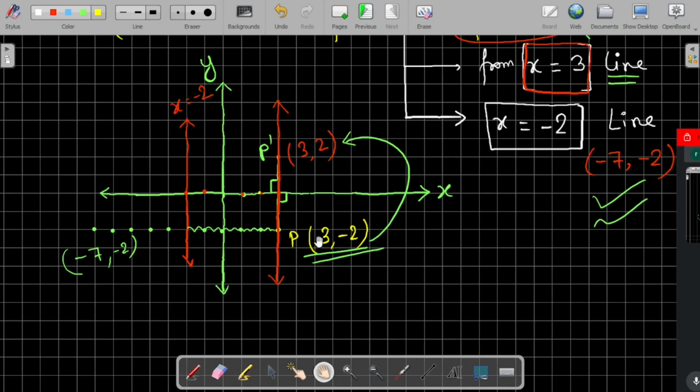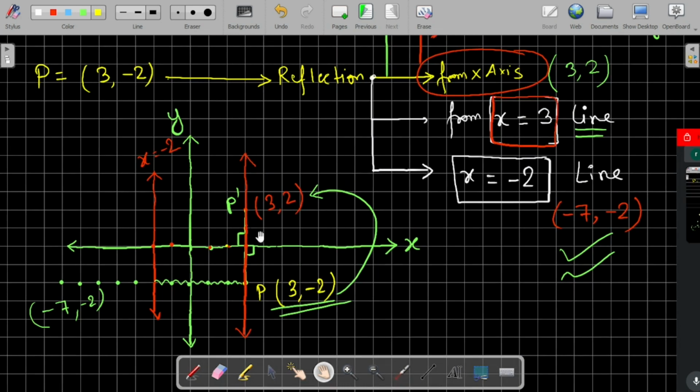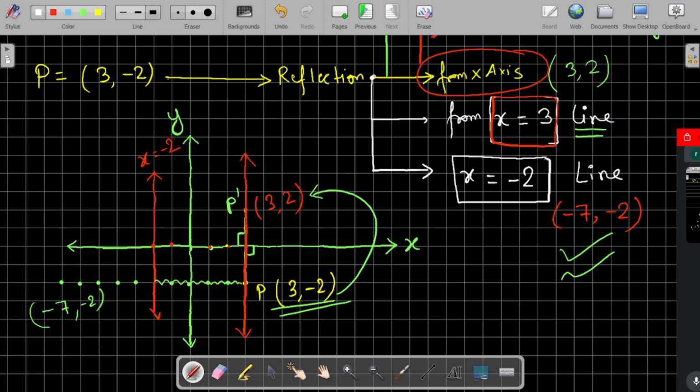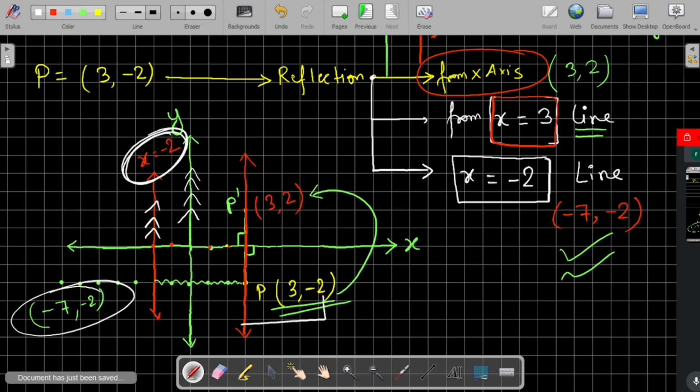See, in the first case, if you have taken the reflection from the x-axis, the x coordinate has not changed. If you have taken the reflection from a line parallel to the y-axis, please take care of this. See, this is a line parallel to the y-axis, and this is the answer. So if you are taking a reflection from the y-axis or a line parallel to the y-axis, please take care its y coordinate will not change. So these are the little observations you should know. Can we proceed?